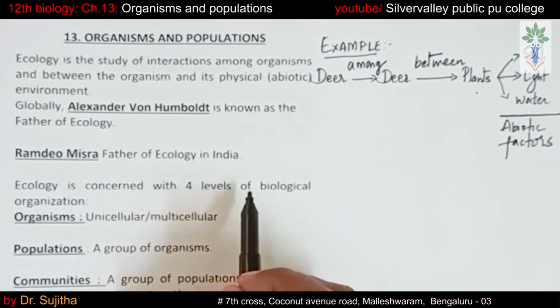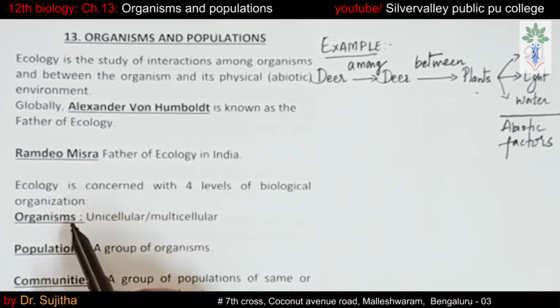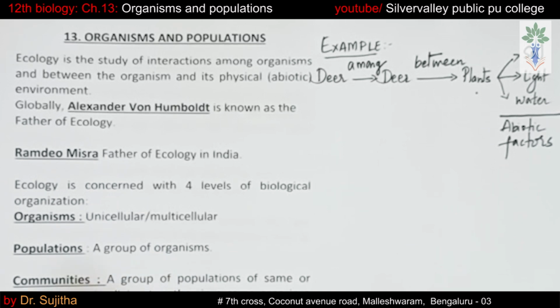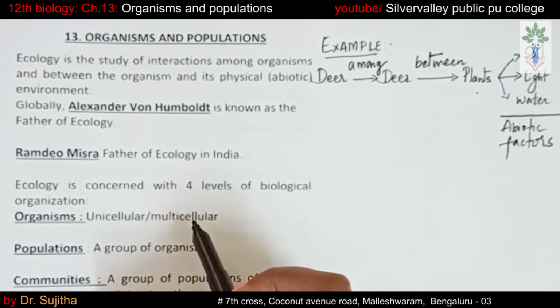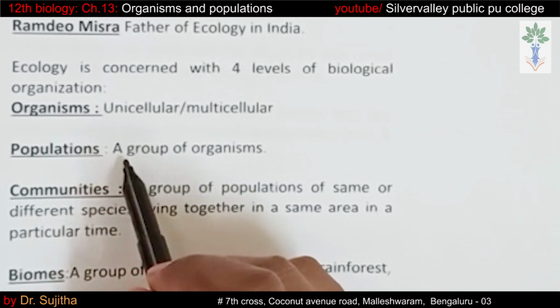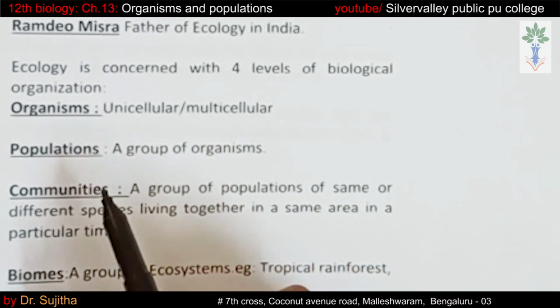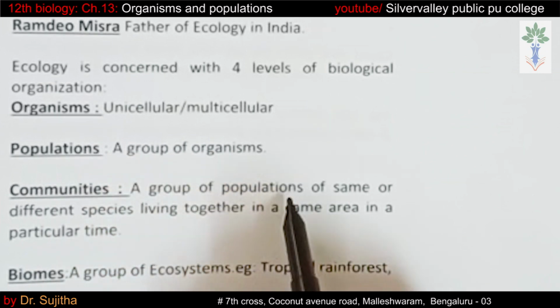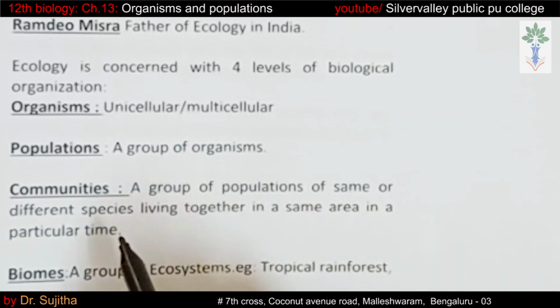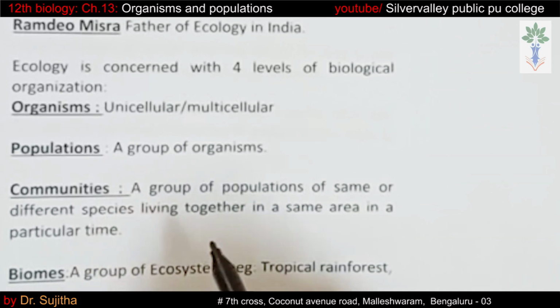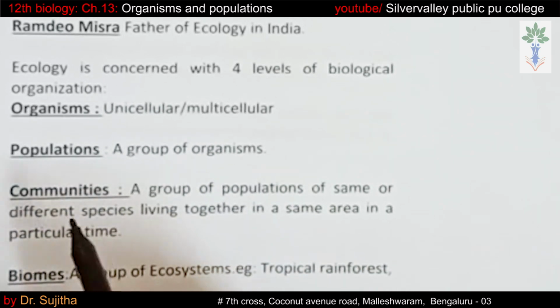Ecology is concerned with 4 levels of biological organization. The first one is organisms, second one is populations, third one is communities, and the fourth one is biome. Organism can be unicellular or multicellular, for example, a plant or an animal. A group of organisms is called a population. A community is a group of populations of the same or different species living together in the same area at a particular time. An example is the same or different species of fishes living together in the same area at a particular time. Communities then give rise to the ecosystem.